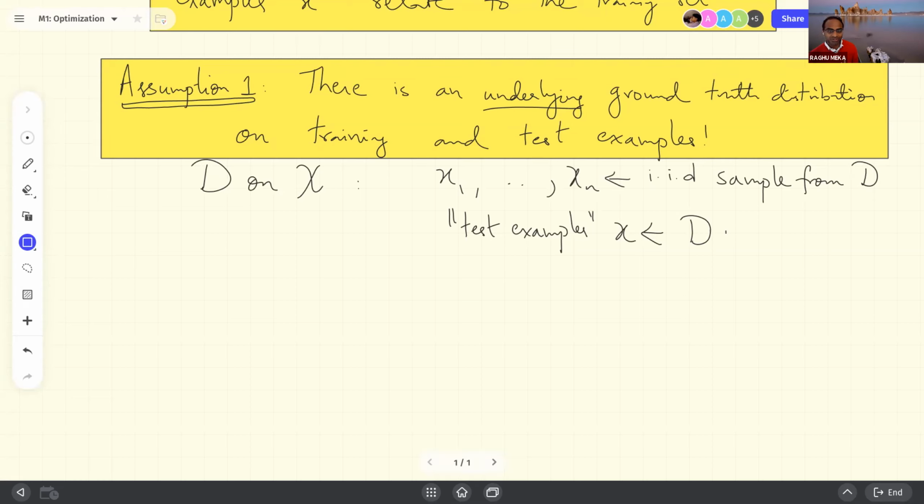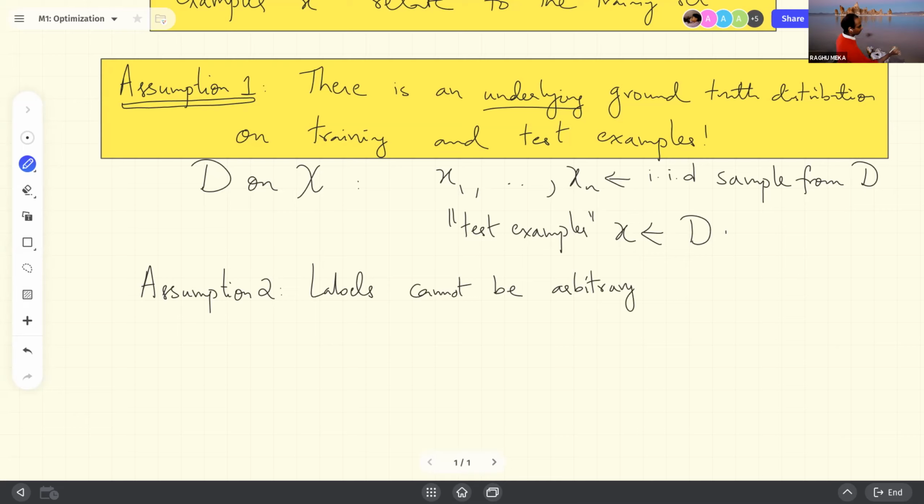So far we put a restriction on how the examples are coming. Now we also have to put in a restriction on where the labels are coming from, right? So the labels somehow cannot be completely arbitrary or very, very powerful. Okay? So that's assumption number 2: the way the labels are being generated cannot be arbitrarily complicated. Right? So labels cannot be arbitrary.